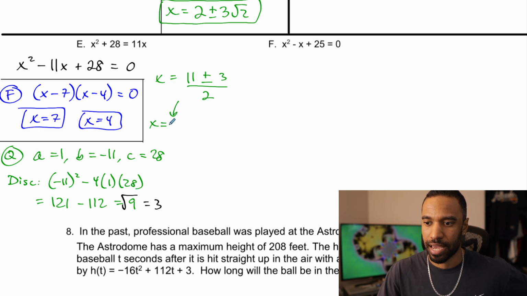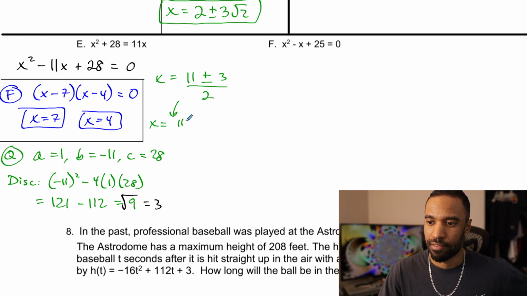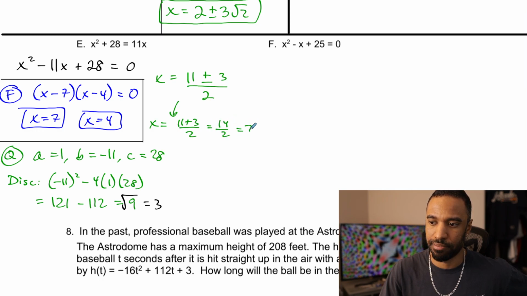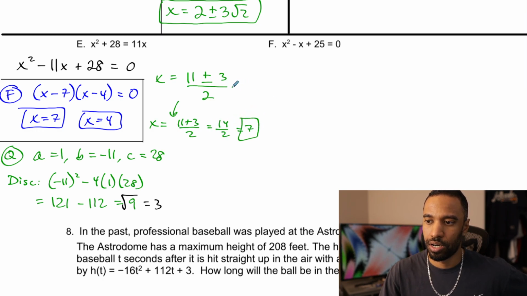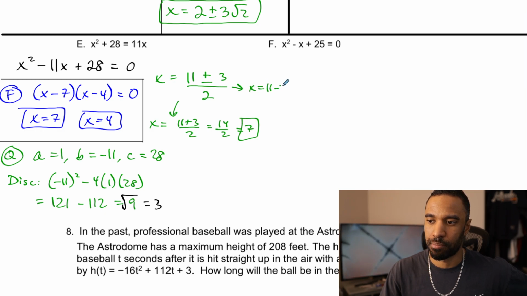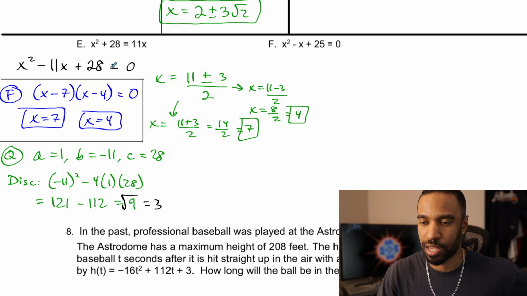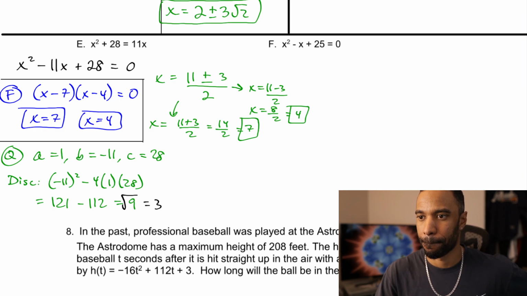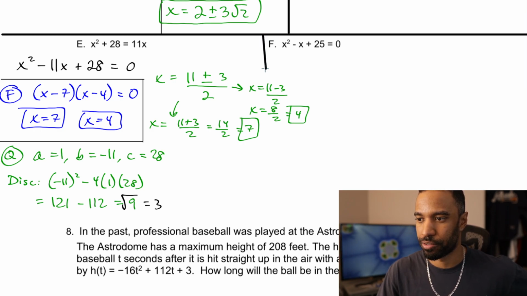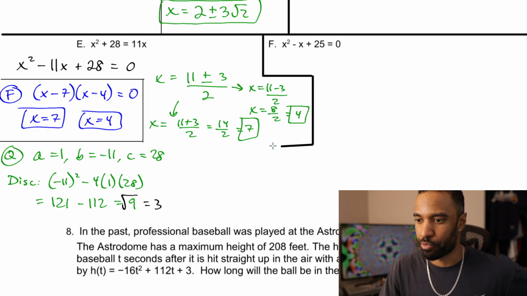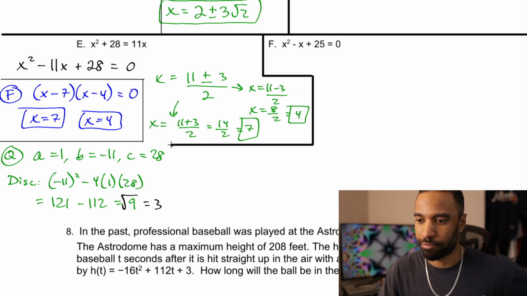So either x equals 11 plus 3 over 2, which is 14 over 2, which is 7, or x equals 11 minus 3 over 2, which is 8 over 2, which is 4. Sorry for the rough, messy work. 4 and 7, we got them. Wasn't factoring a lot easier there, folks? I think so. All right, last problem here before the final word problem, letter F, or number 8.